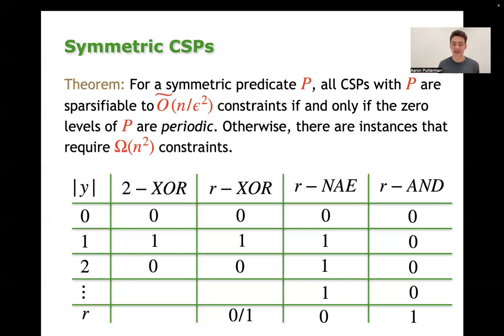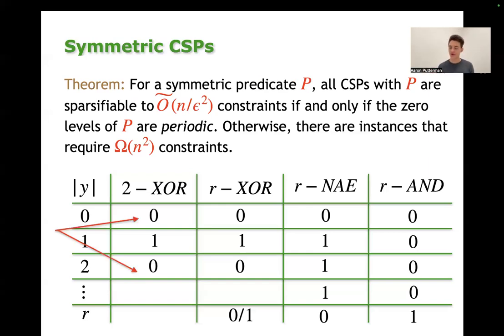And so the theorem, which I can now state with this context of understanding symmetric predicates, is that for a symmetric predicate P, all CSPs with predicate P are sparsifiable to Õ(n/ε²) constraints if and only if the zero levels of P are periodic. Otherwise, there's a dichotomy, which says that there are CSP instances that require quadratically many constraints. And so let me first explain what I mean by this periodicity of the zero levels.